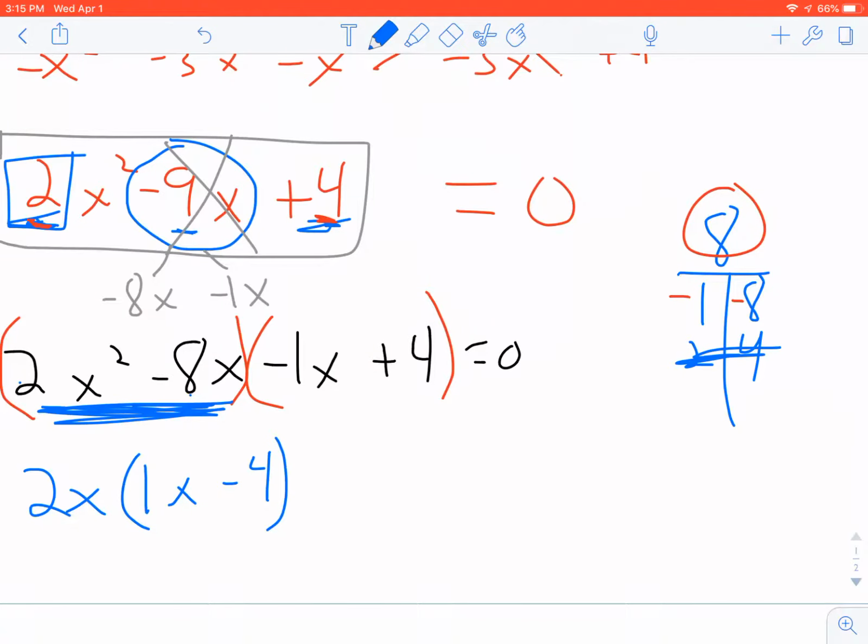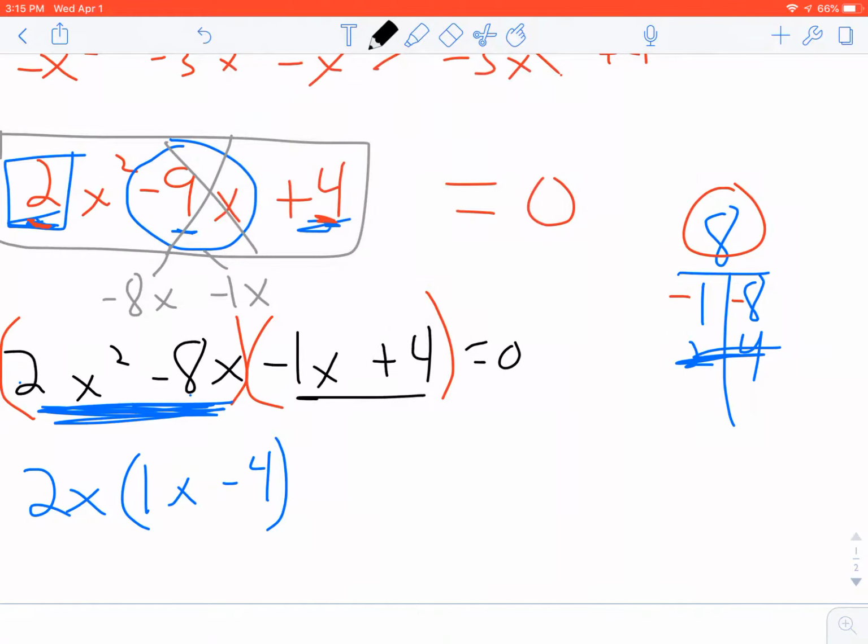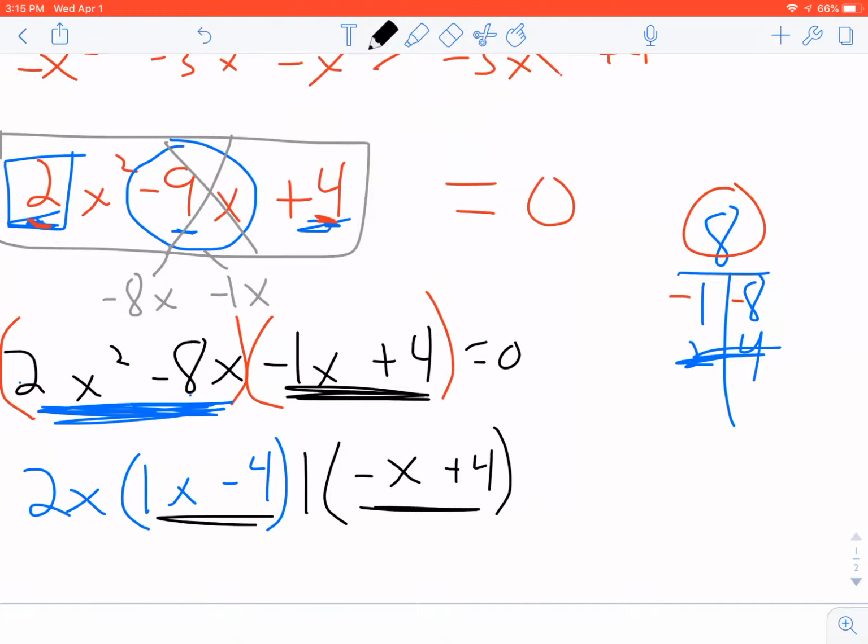Now, as I look at my other group, there's really nothing to factor out. And let's just pretend hypothetically that you made this mistake. Let's say you factored out just a 1, and you were left with negative x plus 4. Well, when I get to the next step, this and this have to be the exact same, and they're not. So that tells me I've made a mistake.